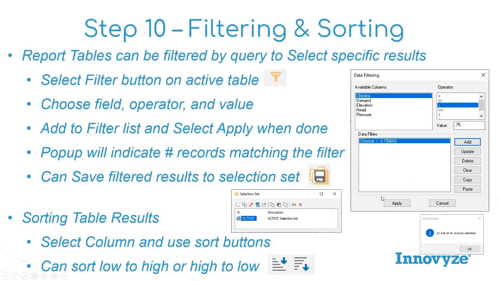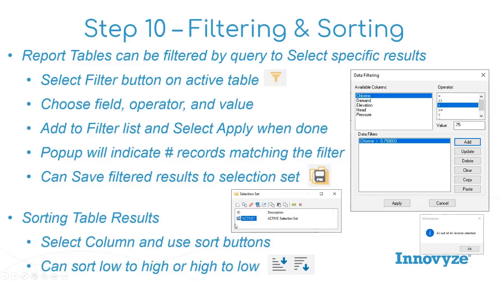Once it's listed here, I can hit apply. Now you can add more if you so desire, but in this case, we're just going to add one data filter and hit apply. Once you do that, it's going to tell you how many records were chosen that met that criteria, and you can hit OK. Then if you so desire, you can save those results as a selection set. That can be useful because then I can put those elements that met that criteria into the domain, if I want to find where they are on the map.